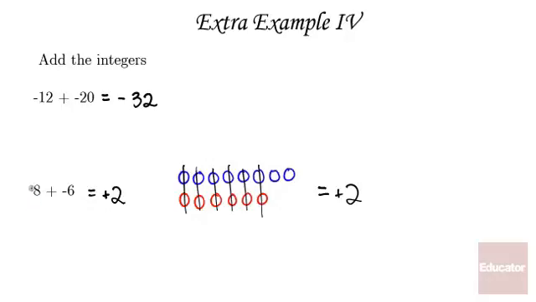Okay, again, so you take the absolute value of each number, subtract them. So it's 8 minus 6, okay, because the absolute value of 8 is 8, absolute value of negative 6 is 6, 8 minus 6 is 2, and then you're going to give it the same sign as the bigger number, okay? So that's a positive. Your answer becomes positive 2.